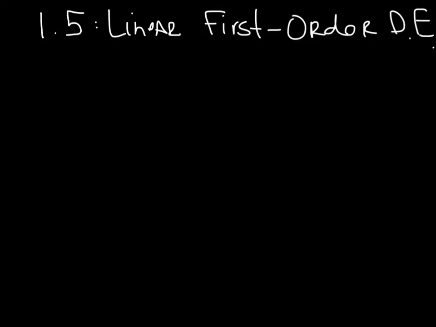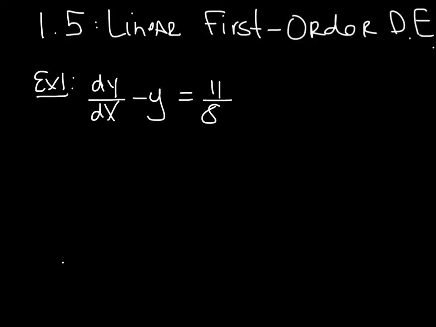But the question is, what happens if a differential equation is not separable? In 1.4, they were all separable, but what do you do when it's not separable? So, for example, let's just call this example 1. So I have dy/dx minus y equals 11/8 e to the negative x over 3. So that's an x over 3.